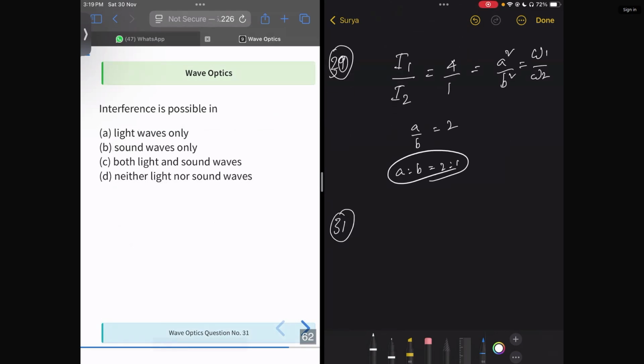So 31st question. Interference is possible in wave phenomena shown by both light waves and sound waves. So this is a simple question. So option C is the right answer.